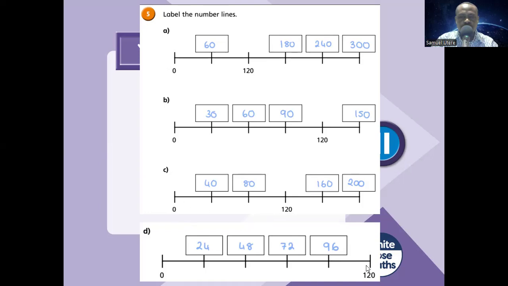Here we can see the difference is 120. And then we have 1, 2, 3, 4, 5. So we have 5 intervals. So to get the value of each interval, we need to divide 120 by 5. And then we can use the information we get to complete the number line.